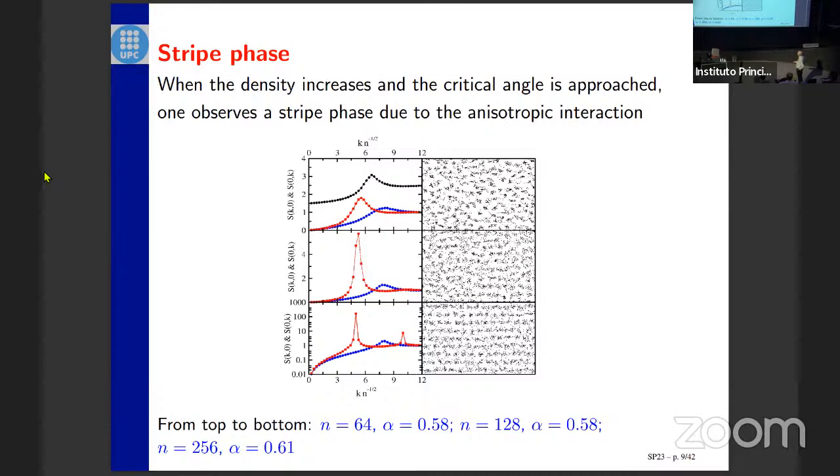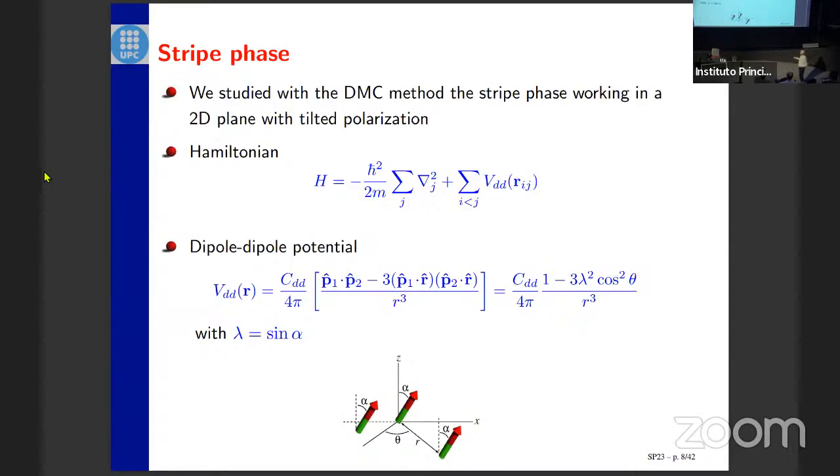By the way, as there is not any two-body potential, there is a maximum angle alpha in which the system is stable. If I tilt the dipoles more and more, the system collapses because the system becomes attractive. So this term dominates the repulsive one and the system collapses, okay? In order to avoid the collapse, we need to put in a two-body correlation, but in this case, it's not introduced here.